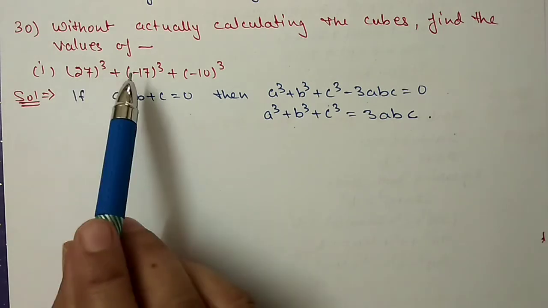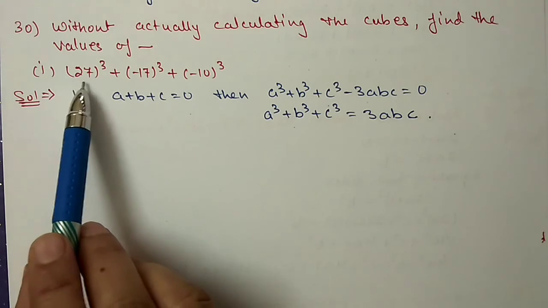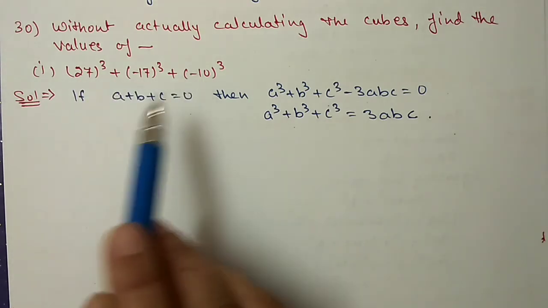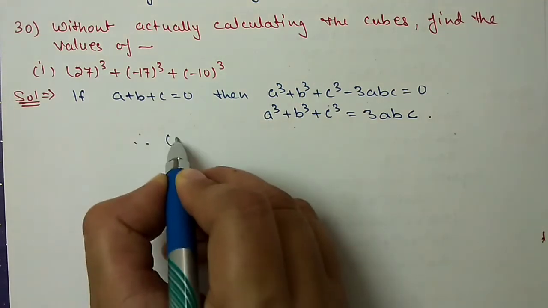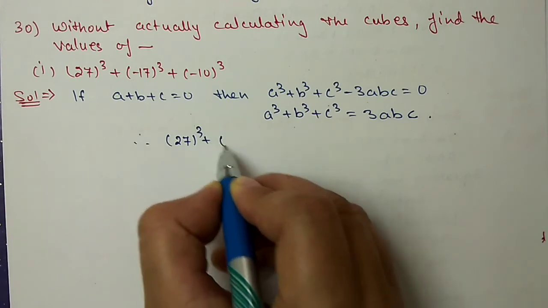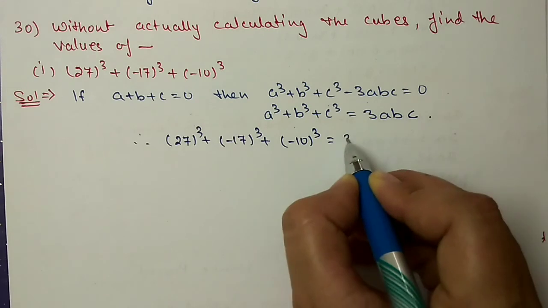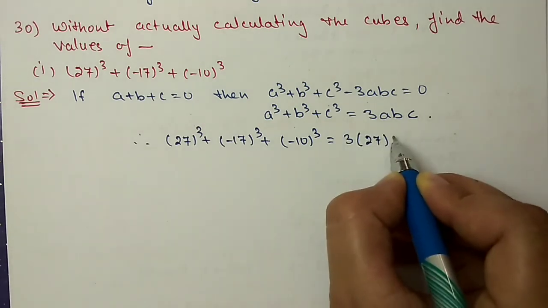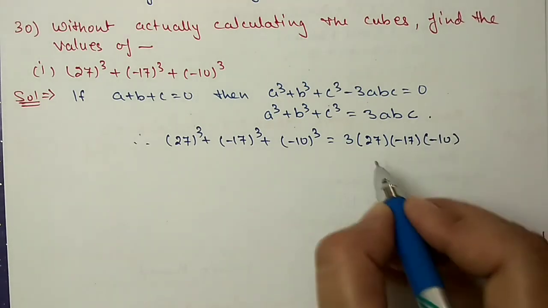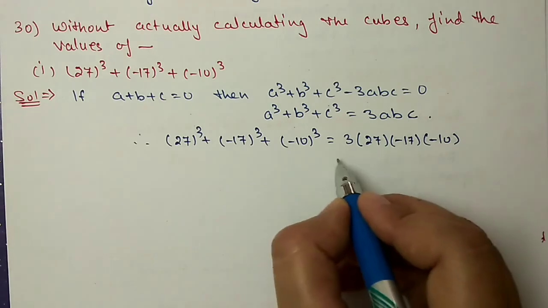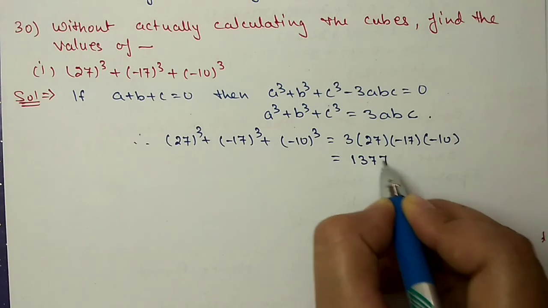So a is 27, b is minus 17, c is minus 10. If we add all three, 27 minus 17 minus 10, we will get 0. It means we can use this property here. So we can write, therefore, 27 cube plus minus 17 cube plus minus 10 cube will be equal to 3abc. A is 27, b is minus 17 and c is minus 10. And now we can multiply these numbers. After multiplication we will get 13770.